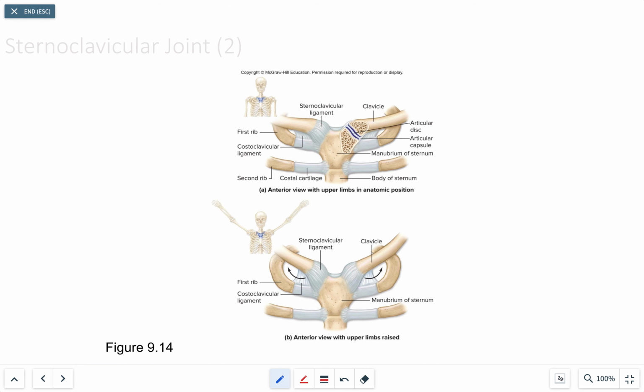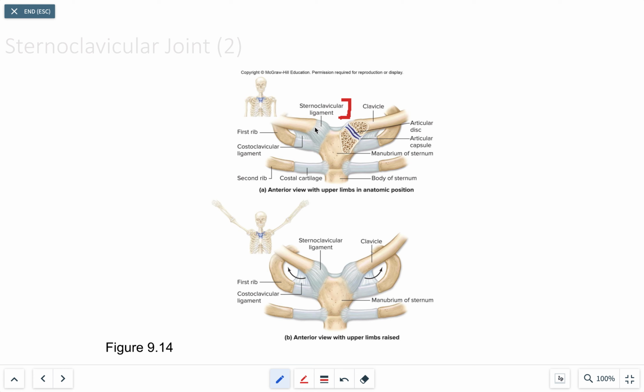So when we're looking at the shoulder joint ligaments, the first one that we're going to take a look at are going to be some of the supporting ligaments. In particular, what we're going to be looking at is the accessory ligaments for the shoulder joint. And the first one is the sternoclavicular ligament. And in its name, what we're looking at is the connection between the sternum and the clavicle.